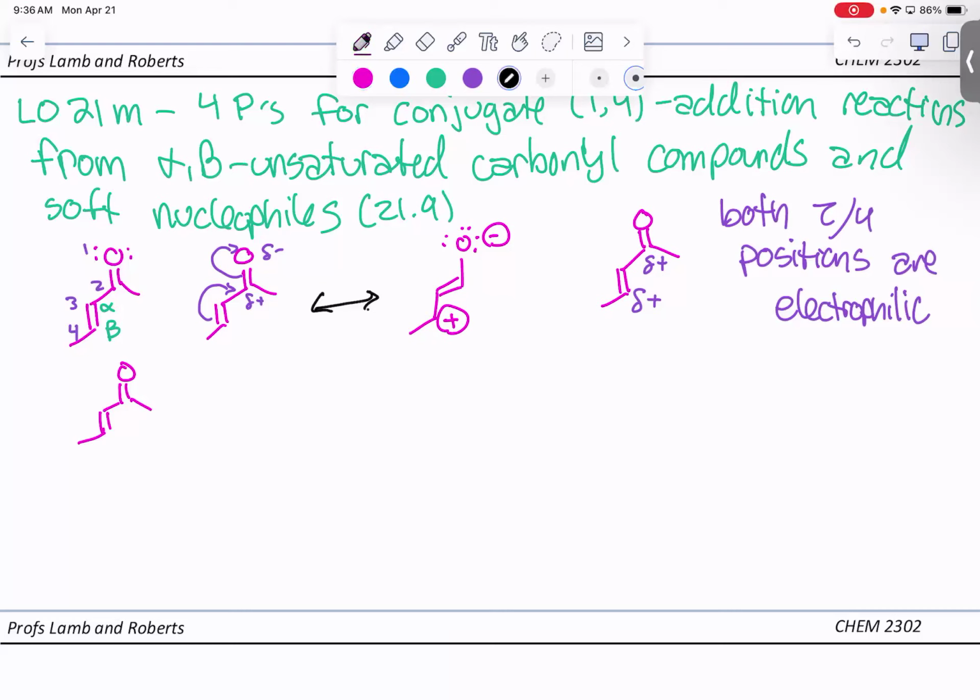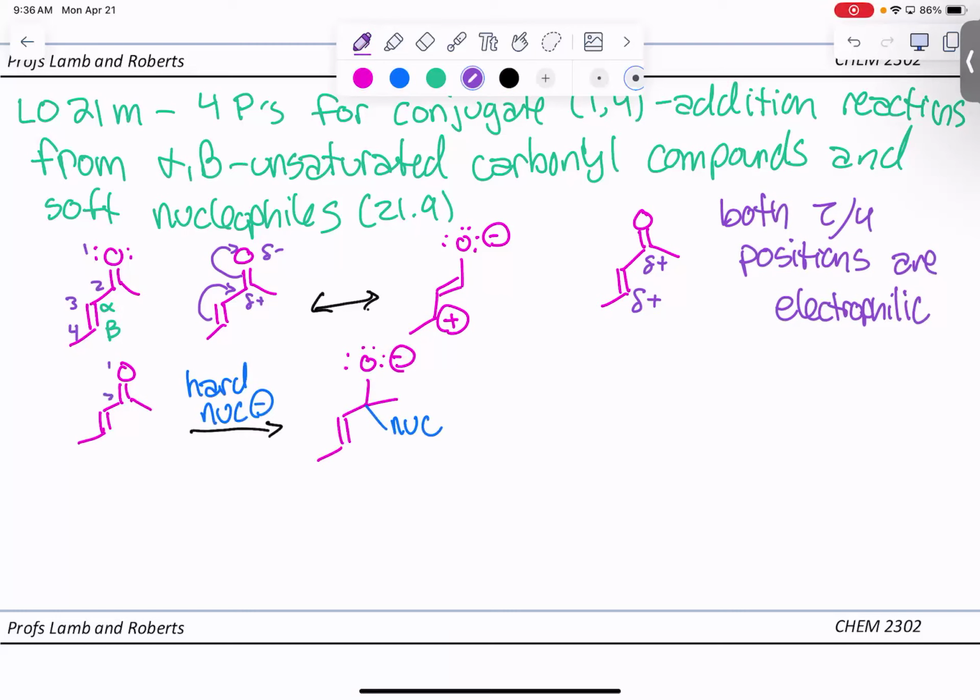Okay, so now let's understand what happens when we react with our various types of nucleophiles. So if we were to add in a hard nucleophile, something negatively charged, what we would see is it does not touch our double bond, but instead it does the type of reactivity that we've seen before where it adds to the base of the carbonyl. All right, so this is called 1,2 addition, because we have the 1,2 positions on our carbonyl carbon. So 1,2 addition, we've seen this before, happens with hard nucleophiles.